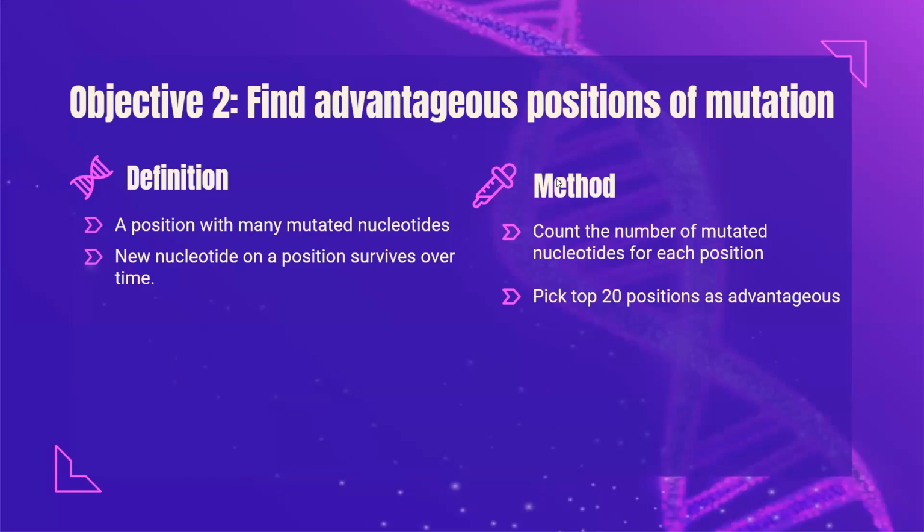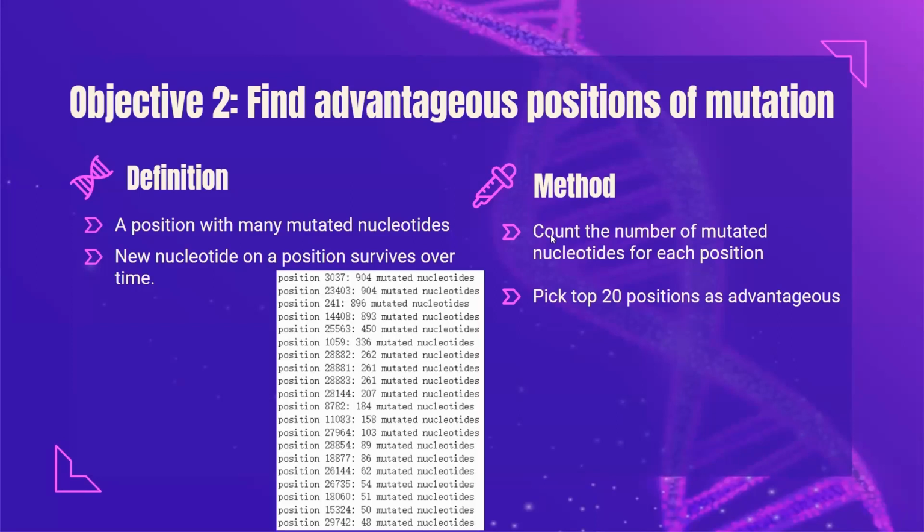With an overall understanding of the mutation rate, let's look at each position of the gene and check whether some positions are advantageous for mutation. The definition is that a position is advantageous if the nucleotides on the position are mutated in many cases and the new nucleotides survive over time. So I count the number of mutated nucleotides for each position, and then I pick the top 20 positions as advantageous ones. And here is the result.